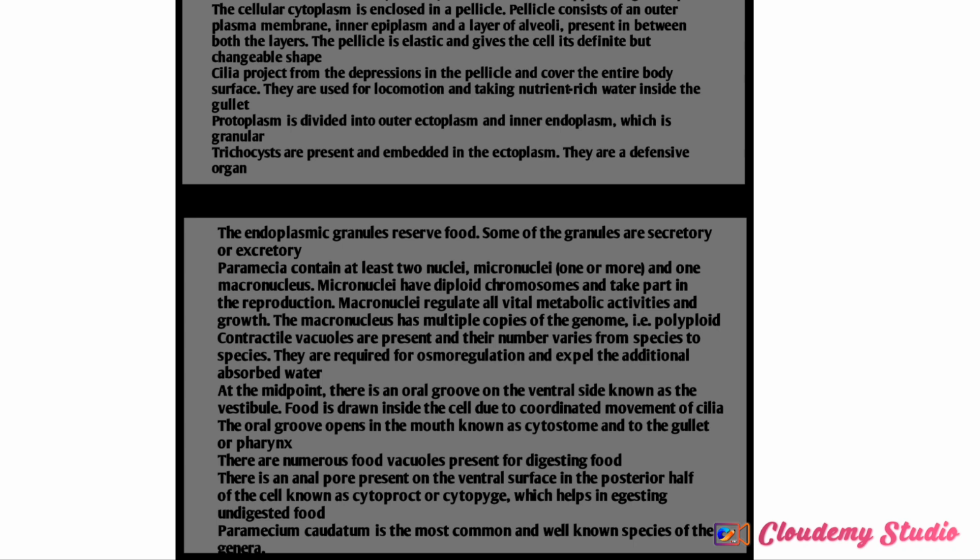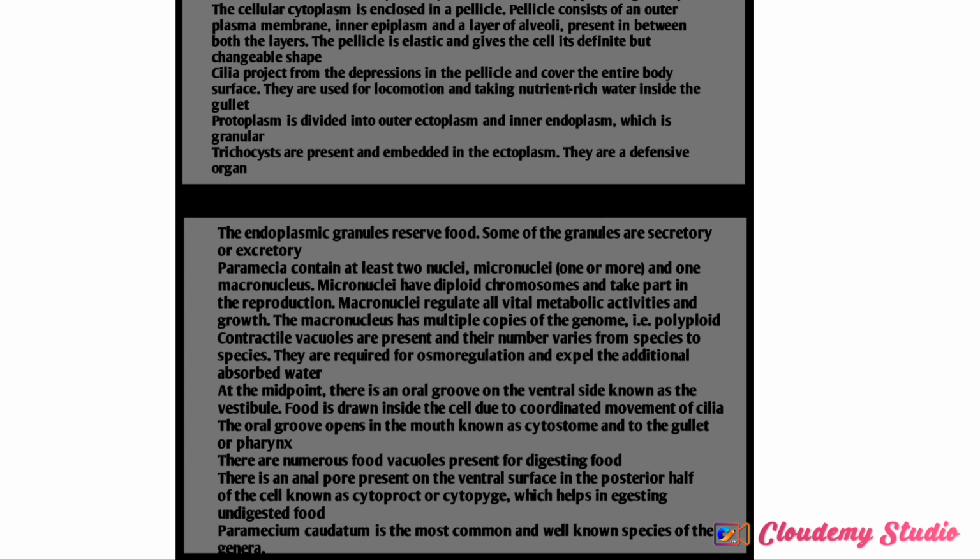Now, the macronucleus is used during reproduction. I'm still going to talk about what the micronucleus is used for as well. Like I said, they have a mouth, and the mouth is known as cytosome, and they have an anus, and the anus is known as cytoproct. They have numerous food vacuoles.